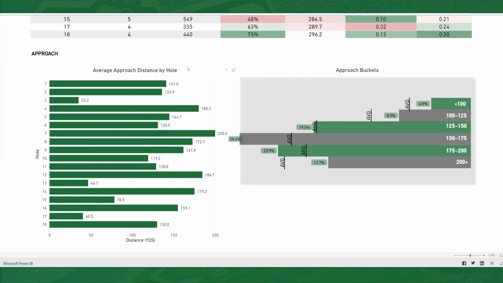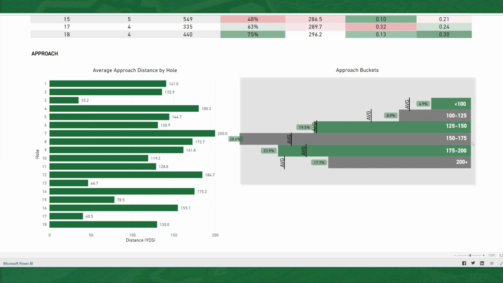On the right-hand side, the approach buckets are generated from 100 yards and in to 200 yards and farther out, and the percentage of shots that come from each one of those ranges. For example, from 125 to 150 yards, 19.5% of approaches come from that range at TPC Scottsdale. It is a little more than tour average.